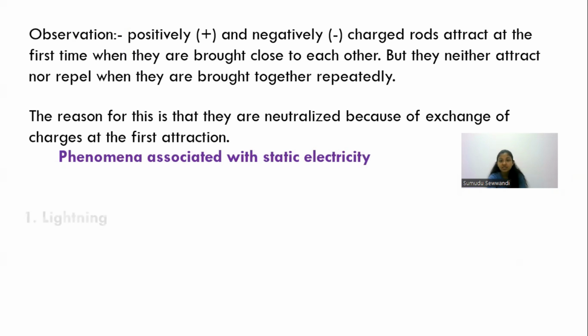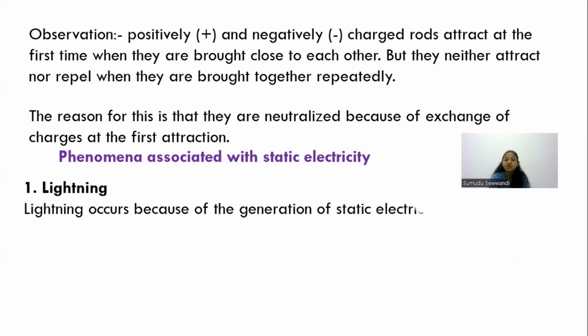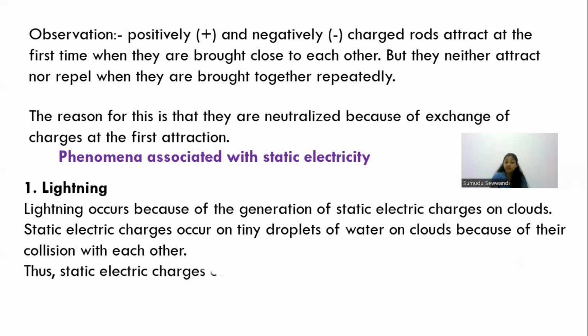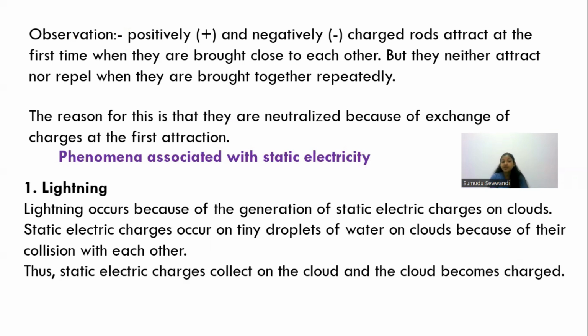Phenomena associated with static electricity. First thing is lightning. Lightning occurs because of the generation of static electrical charges on clouds. How are the static electrical charges generated on clouds? Static electrical charges occur on tiny droplets of water in clouds because of their collisions with each other. Thus, static electric charges collect on the cloud and the cloud becomes charged.